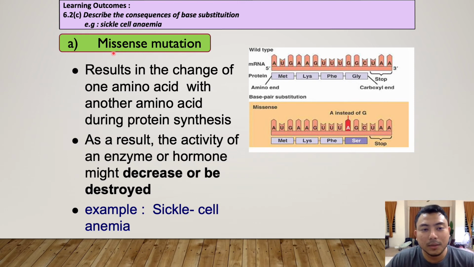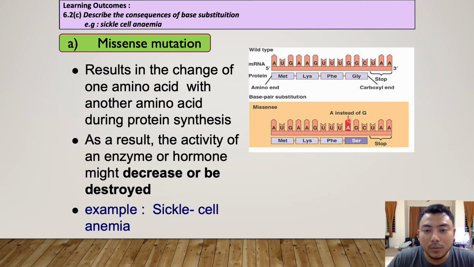Okay, miss ni from the first word kat sini, for example, kita try to aim at something, we're shooting, we miss, we just only miss 1 point, we just miss one target. So this results in the change of the one amino acid with another amino acid during protein synthesis. As a result, the activity of an enzyme or hormone might decrease or be destroyed. Ni kesan kepada protein dihasilkan tu lah. So example dia adalah sickle cell anemia.